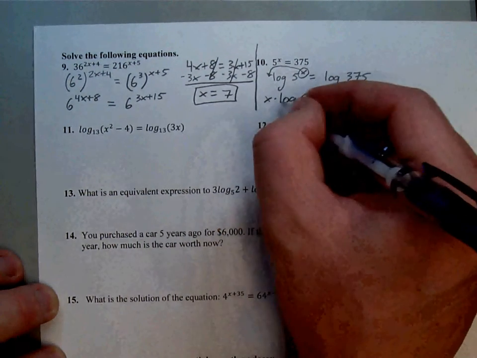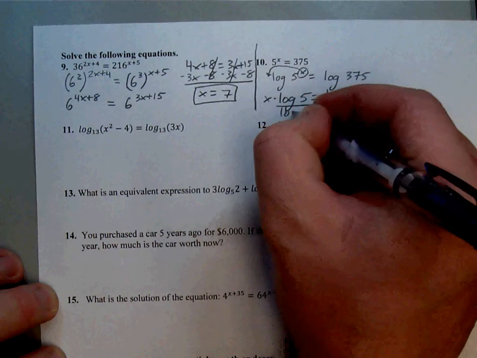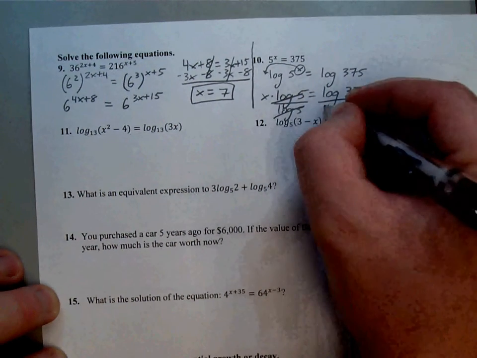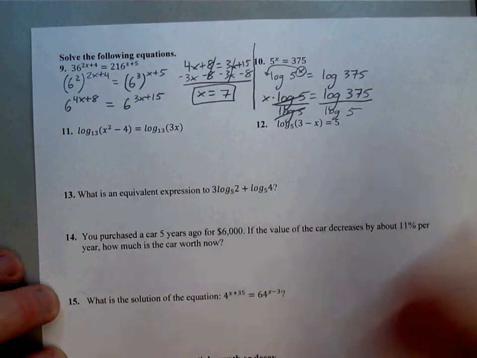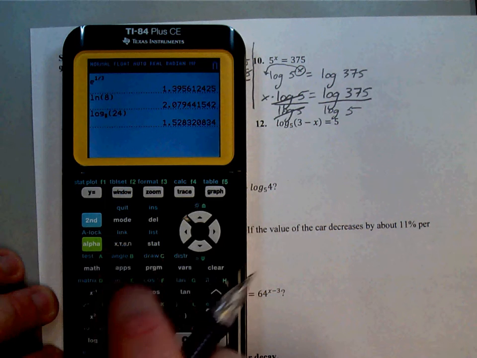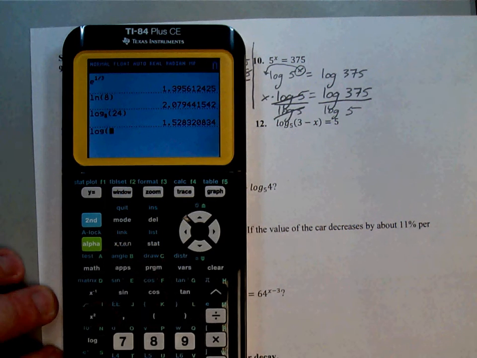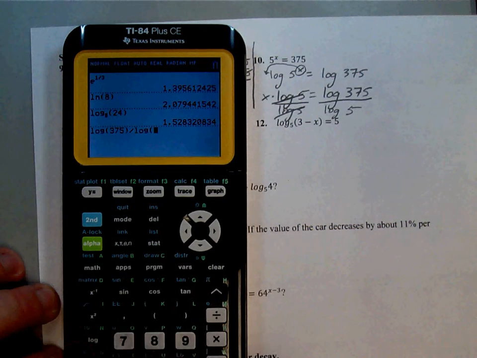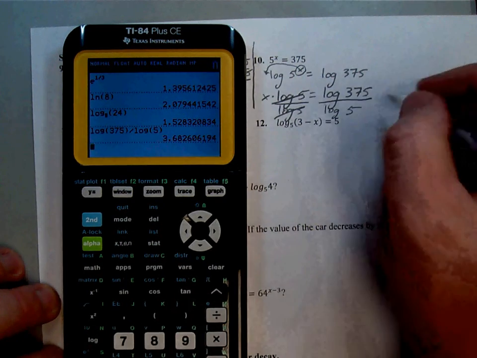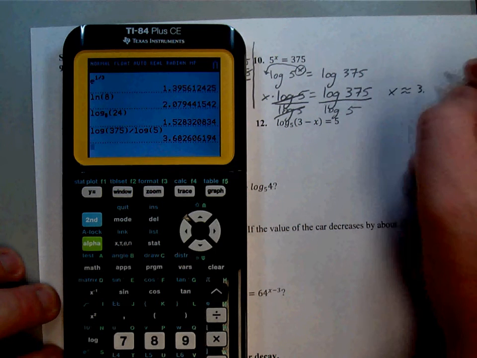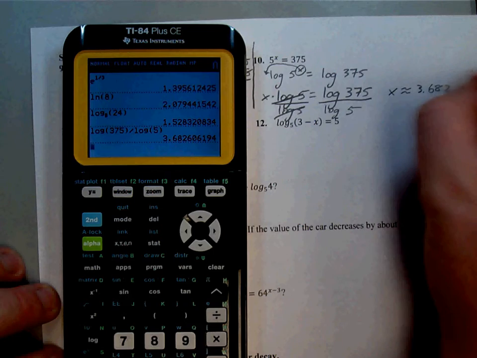I'm trying to get x by itself. I have to get rid of this log of 5, so I divide by it because it was multiplied. So divide this side by log of 5. In your calculator, you just type in log 375 divided by log of 5. So just use the log button because I don't need a base. So log 375, close the parentheses though, divided by log of 5. So we get that x is about 3.6826.